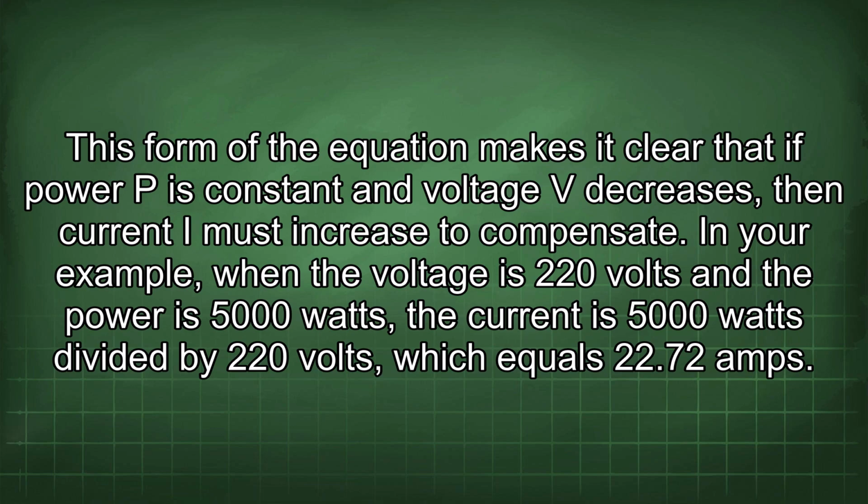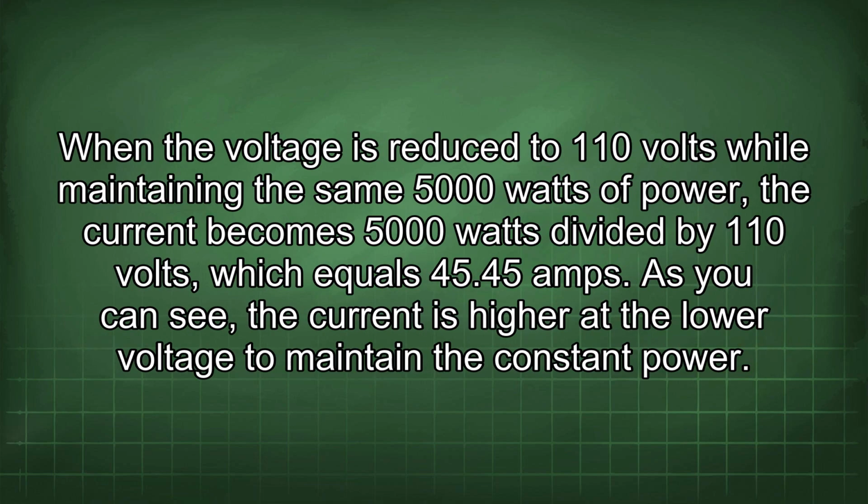In your example, when the voltage is 220 volts and the power is 5000 watts, the current is 5000 watts divided by 220 volts, which equals 22.72 amps. When the voltage is reduced to 110 volts while maintaining the same 5000 watts of power, the current becomes 5000 watts divided by 110 volts, which equals 45.45 amps. As you can see, the current is higher at the lower voltage to maintain the constant power.